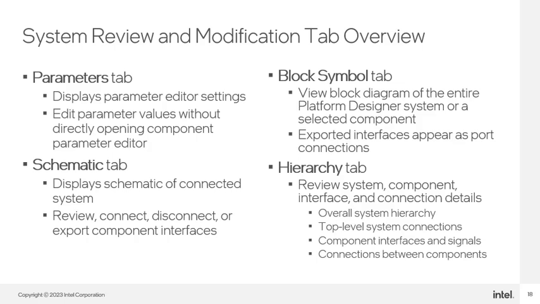The Hierarchy tab lets you easily review system connection details, including the results of settings chosen in the System View or System Contents tab, in a hierarchical format similar to the Project Navigator found in the Intel Quartus Prime software. In this tab, you can view the entire system, the components that make up the system, any exported interfaces, the interfaces for each component, the signals that make up each interface, as well as all the connections between component interfaces.